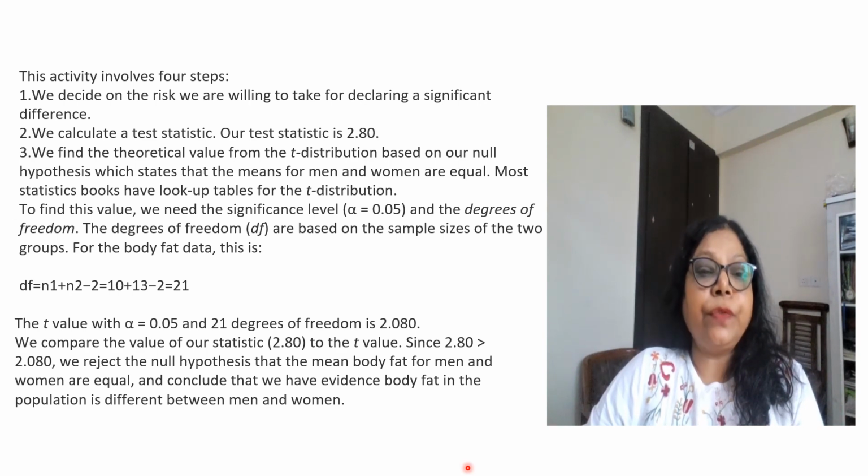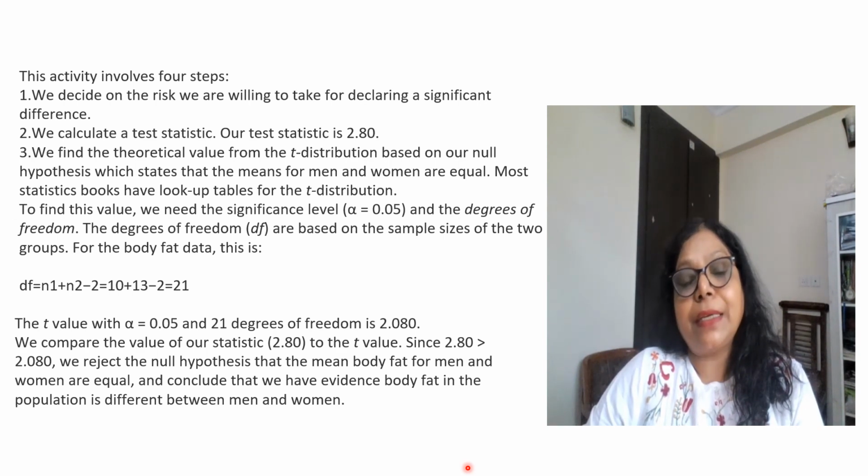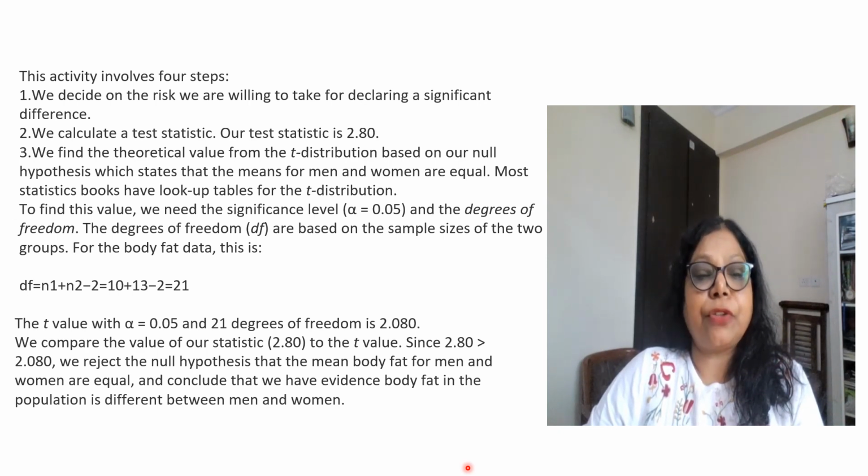Now to find this value, we need the significance level, that is alpha is 0.05, and the degrees of freedom. The degrees of freedom are based on the sample sizes of the two groups. Here we have df equal to n1 plus n2 minus 2. So that is 10 plus 13 minus 2, which is 21.